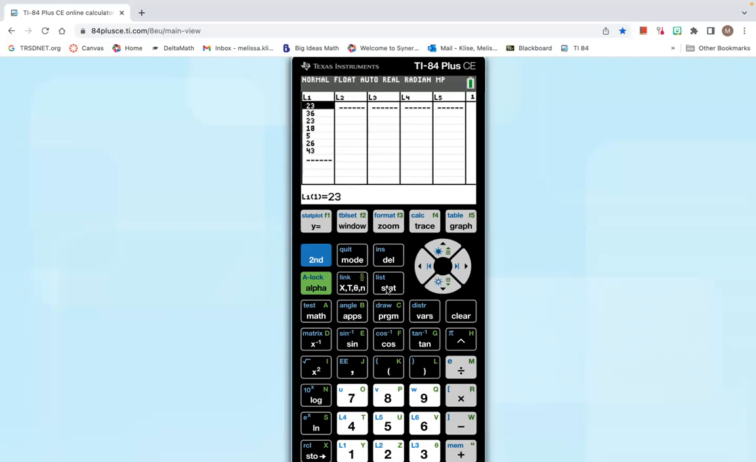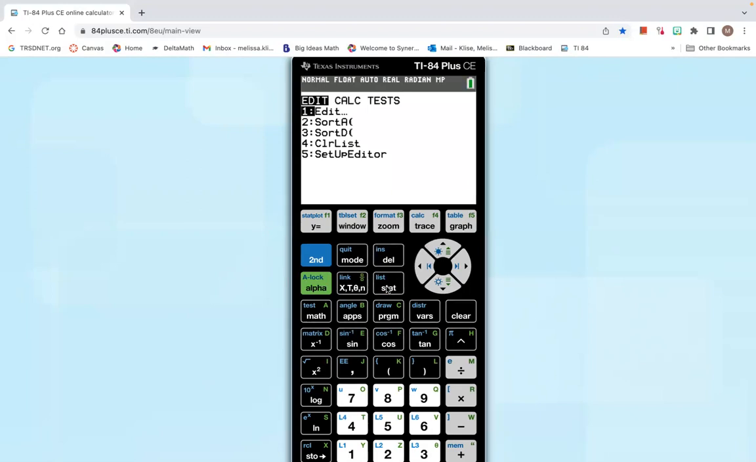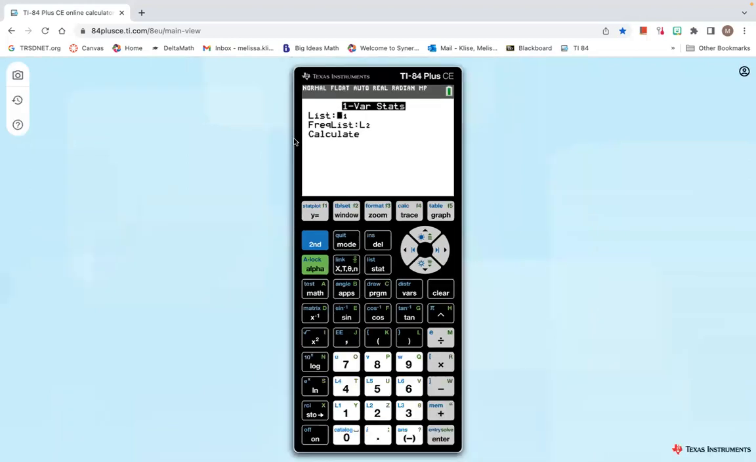Now we're going to hit the stat button again. Arrow over until calc is highlighted. We want this first one right here, one var stats, one variable statistics. This is what we're looking for. Now I'm going to hit enter, and your list right here should say L1. If it does not, I'm going to show you how to put it in there.